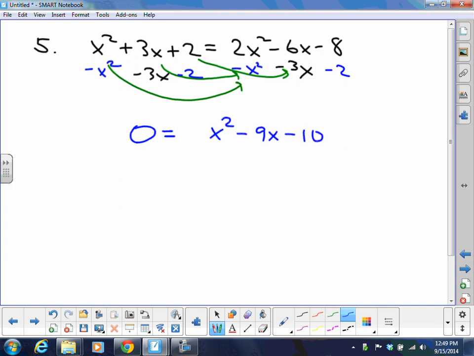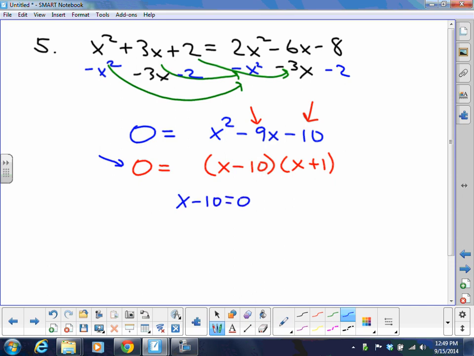Okay, and the reason I did it that way is because I think factoring is a lot quicker, and in this case we actually can factor. There are factors of negative 10 that add up to negative 9, and those factors would be a negative 10 and a plus 1. So x minus 10, x plus 1. And then we can simply set each factor equal to 0. That's why we got the whole thing set equal to 0 to begin with.